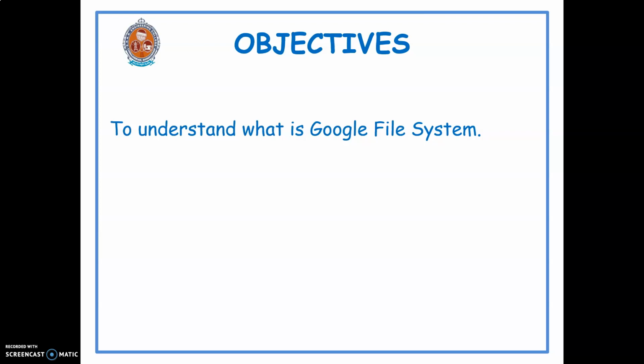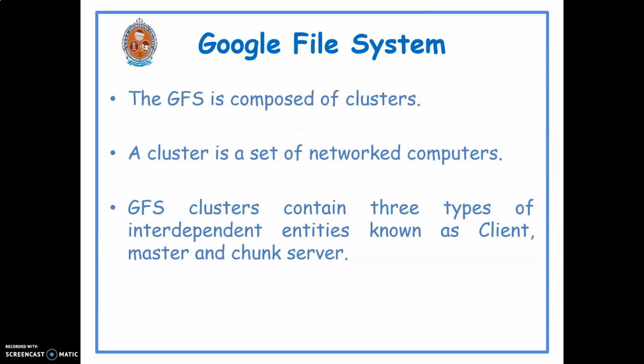The objective of this lecture is to understand what is Google File System. The GFS is composed of clusters. A cluster is a set of networked computers. GFS clusters contain three types of interdependent entities, which are client, master, and chunk server.